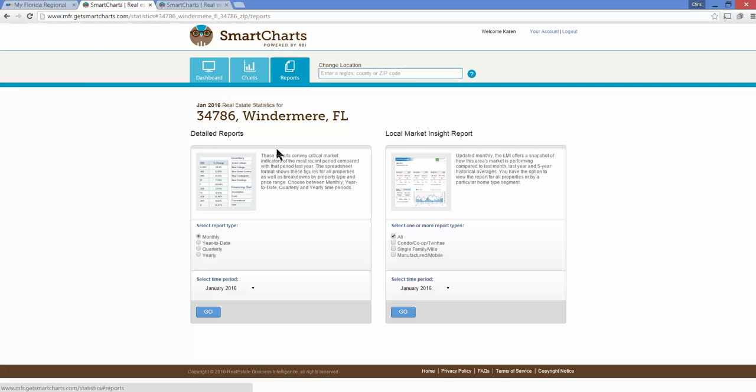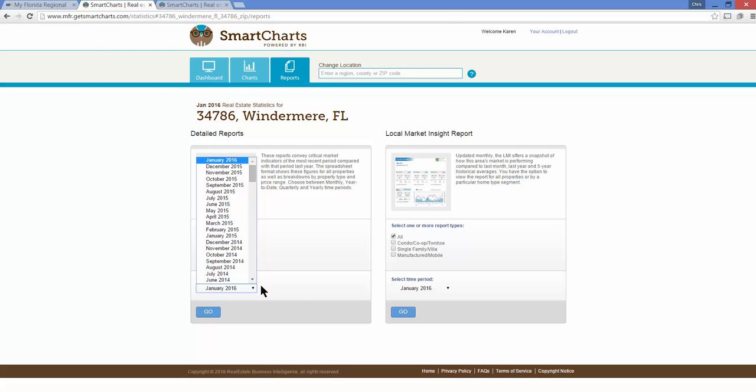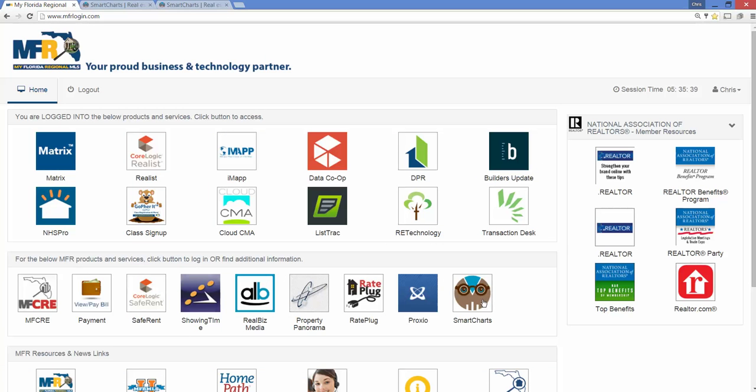And then I can run reports for any month since 2005, monthly, year to date, quarterly. I can run a detailed report that just has the raw numbers, or the local market insights report, which is a little more visual.